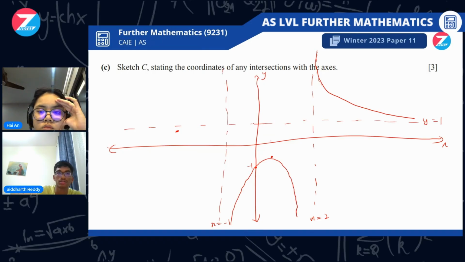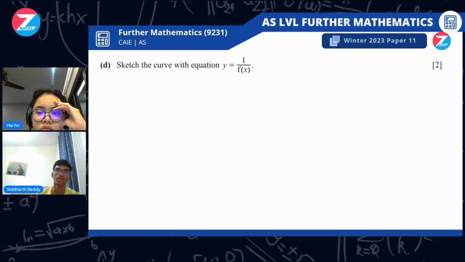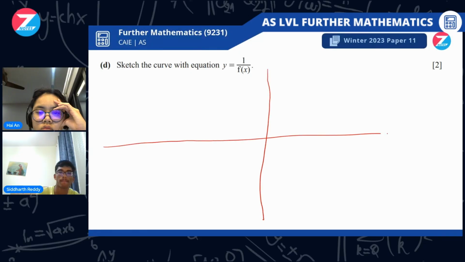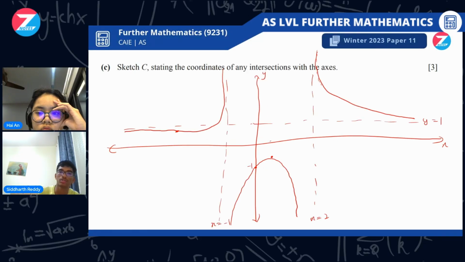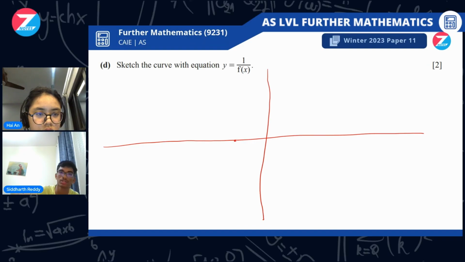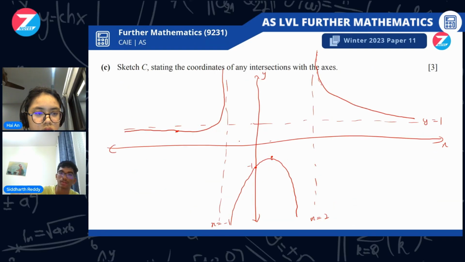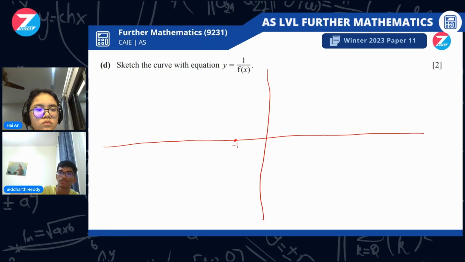And then this is going to be something like this. Sketch a curve with the equation y is equal to 1 by f of x. So basically what you need to know is that all the vertical asymptotes become intersections with the axes. So at x is equal to minus 1, there will be an intersection, and at 2 also.